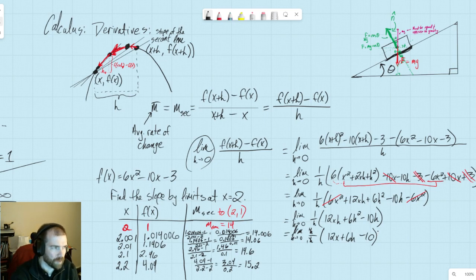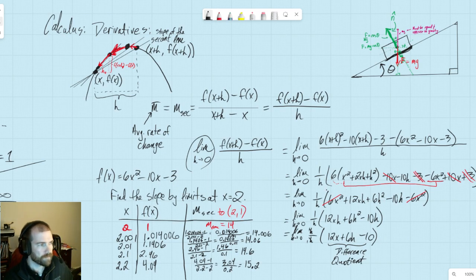Now this is really important. This part here is what's called the difference quotient. And this is what gets you that value from earlier, which we called the average rate of change.